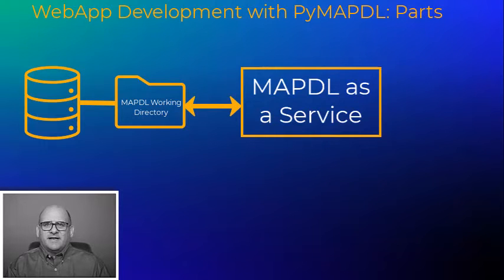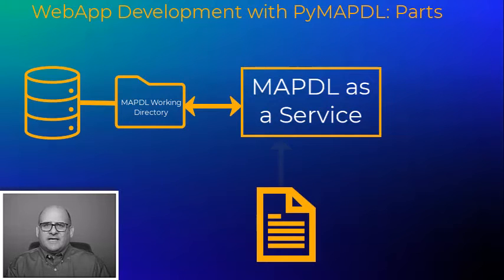The second part is that an instance of MAPDL as a service will need to be launched. Depending on the example model used, there may be options other than working directory that we should set. Lastly, we need to process the input file given the inputs and return the needed outputs.